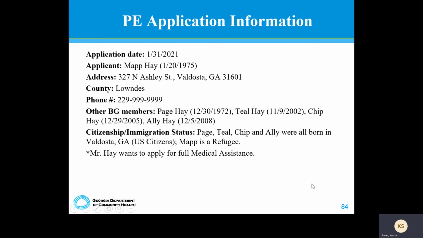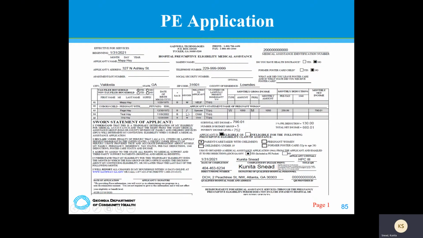If this was a live session, I would give you a little bit of time to fill out the application, but since it's a recording, we're going to go ahead and fill it out. But this is the information that you would use to fill out the PE application. So you have your application date, which was January 31st, 2021. Mr. Mapp's information is going to go in this applicant information up here because he was the one applying. So we put his name, the address, city, state, zip code, county of residence. We put his telephone number, and he did not give his social security number, so that's okay.